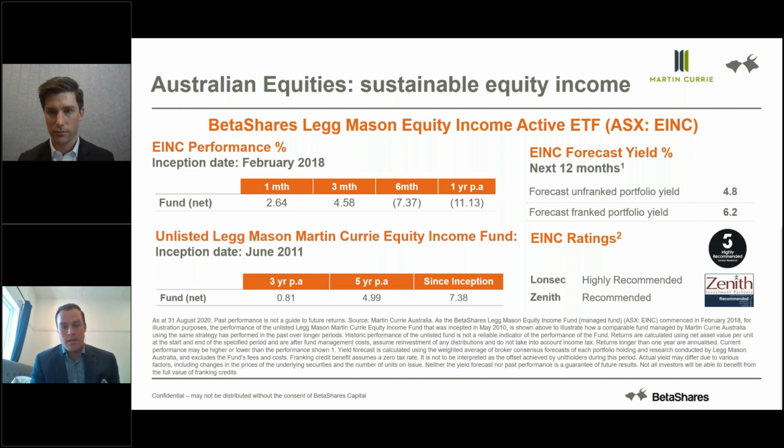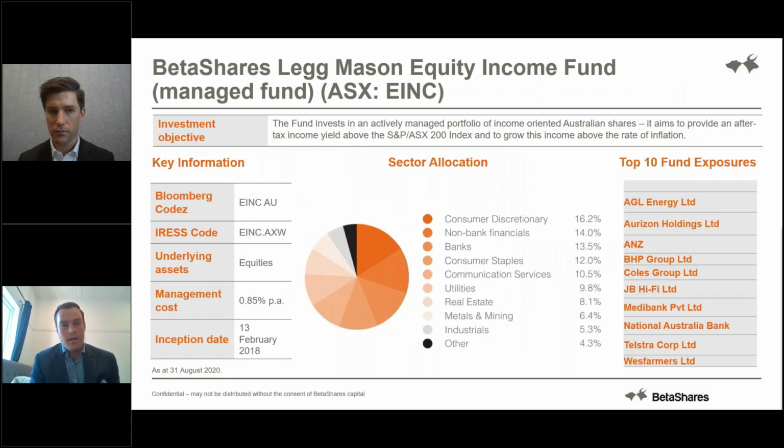You can see there it's had great performance since inception, but also on a forward-looking yield basis, you're getting around 6.2% fully franked. So again, very compelling for those income-focused clients that need to allocate to Australian equities. And they can do this through the Equity Income Fund, which trades on the ASX under the EINC ticker code, and again at 85 basis points. So that's, I guess, equity income.